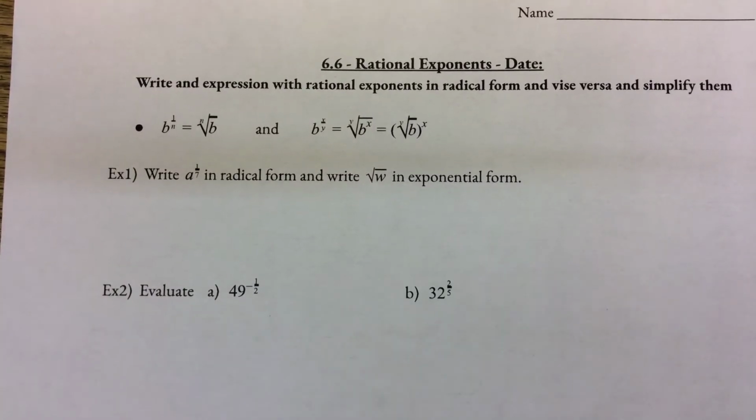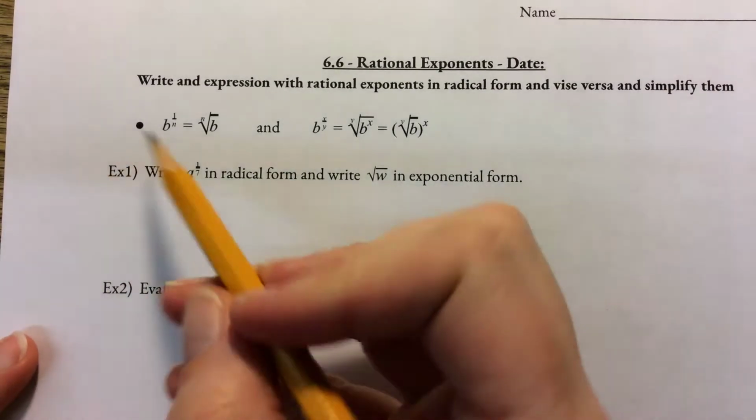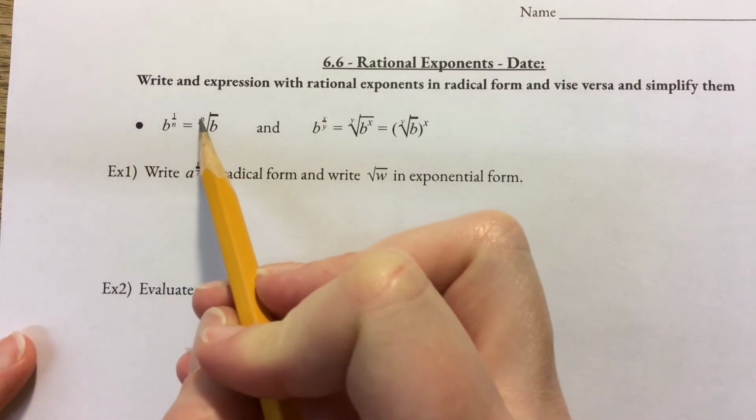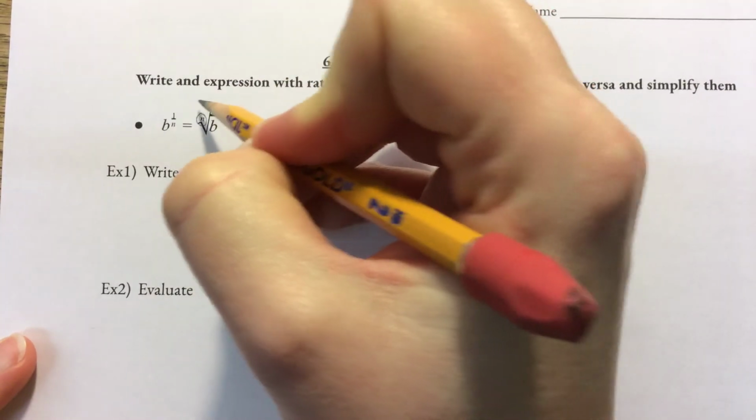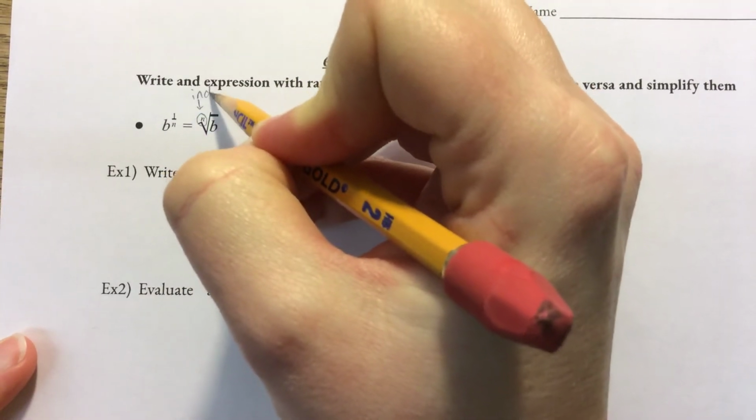Okay, we're looking at rational exponents. So we want to be able to write an expression with rational exponents. That means fractional and in radical form. We want to go back and forth between those two and be able to simplify them. So here it's showing that anything to the nth root, this is the index, when you have this index.